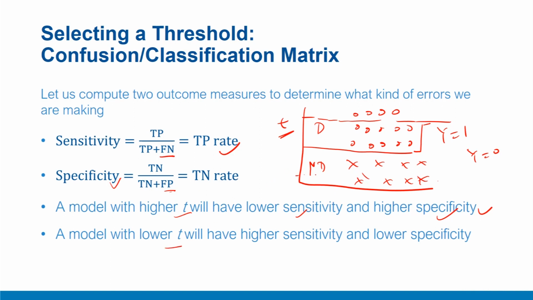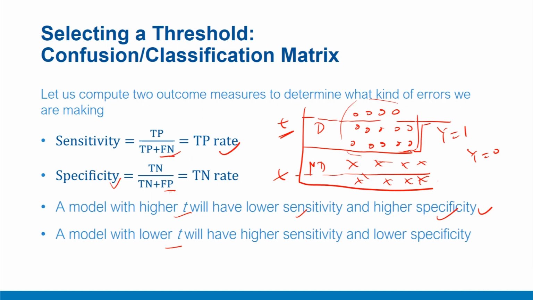That means if you pick a very low value of tau, and we are interchangeably referring to this as t or tau thresholding, then remember, most of the defaulters, in fact all of the defaulters, chances are you will classify correctly as defaulters.